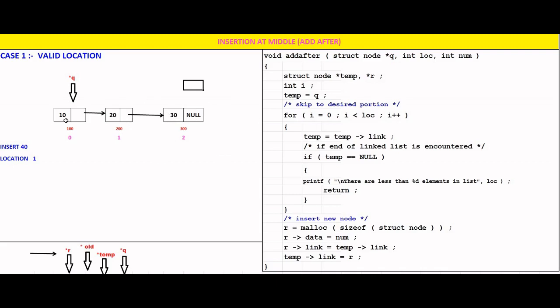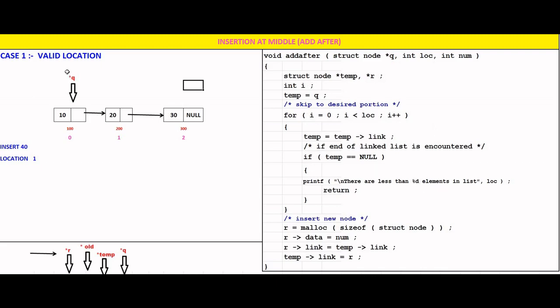So in this linked list, the insert add after function takes the location after which you are going to insert the node. So valid locations are 0, 1 and 2. 10 is at the 0th location, 20 is at the first location, and 30 is at the second location. So now we are going to perform the insert operation.